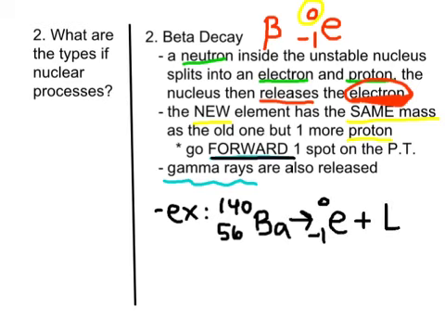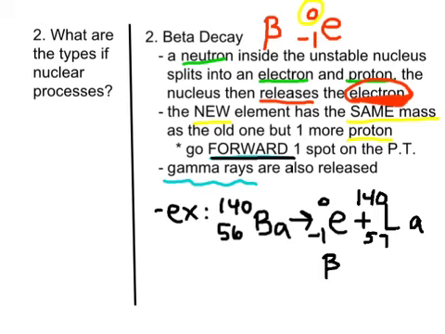So forward 1 spot is lanthanum, which is La. Remember, we can very easily figure out the numbers for lanthanum because 57 plus a -1 is going to be 56. And then since we're losing no mass, lanthanum will also have a mass of 140. All right, so that's a beta decay of barium.